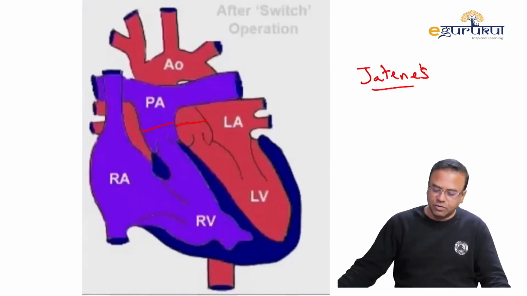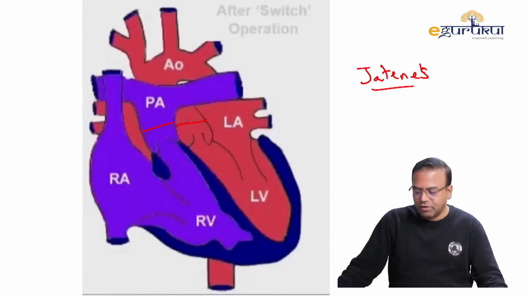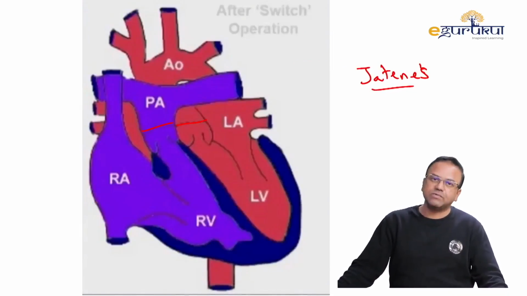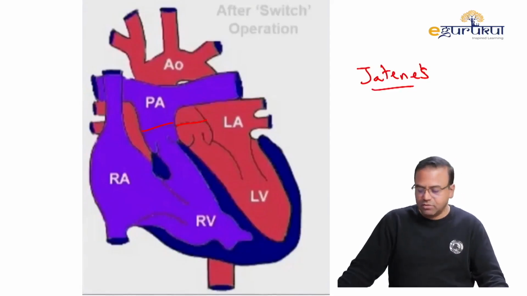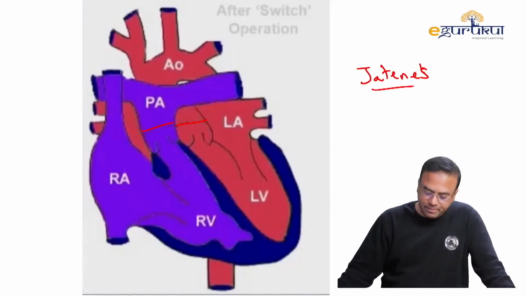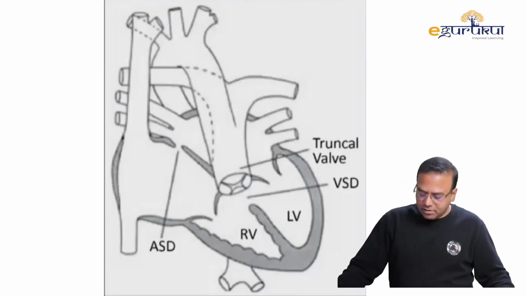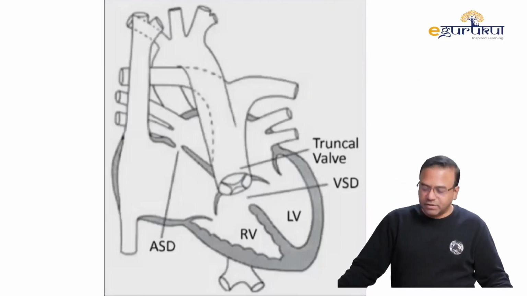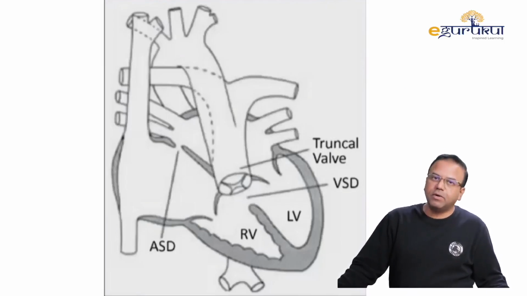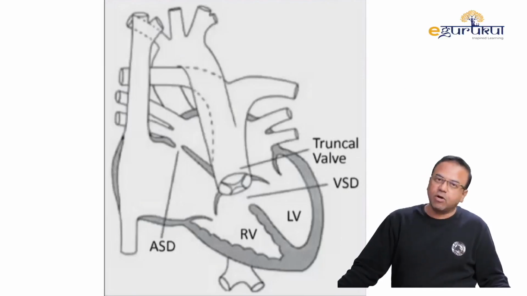We also have the switch procedure, known as the Jatene switch procedure, and this required the coronary switch as well, and that is now understood, and we are able to do this successfully. So it is known as the Jatene switch procedure. What's remaining now is the truncus arteriosus. What you can see in truncus arteriosus is a common trunk. The conotruncal septum is not formed. The aorta and pulmonary artery are arising from a common trunk.